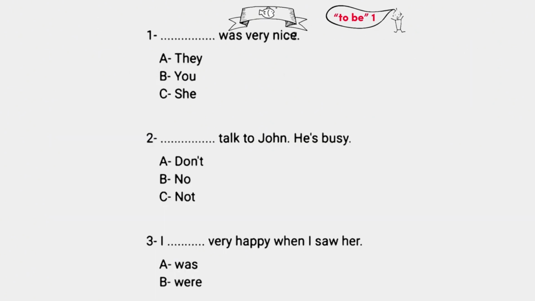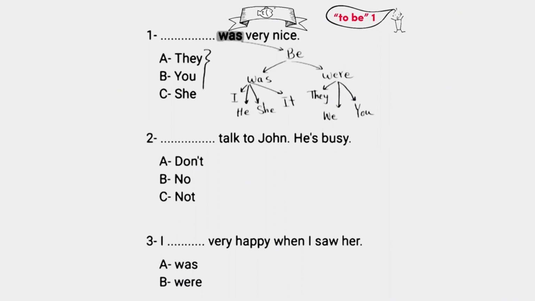Blank was very nice. They, you, she. The keyword here is was. Was is the past of be. Be in the past is was or were. We use was with I, he, she, it. And we use were with they, we, you. Which of these take was? She takes was. So this is the answer.